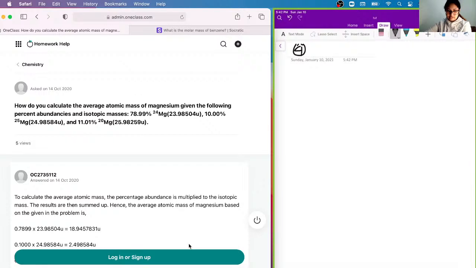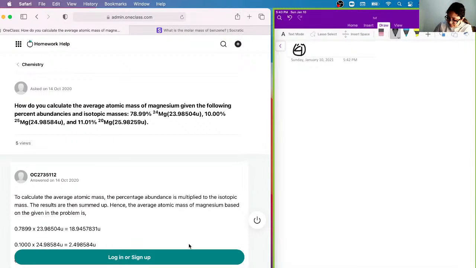Okay, so our question here says, how do you calculate the average atomic mass of magnesium given the following percent abundances and isotopic masses? So we're trying to find the average atomic mass of magnesium, and to calculate the average atomic mass, the percent abundance is multiplied by the isotopic mass. So what we're going to do is multiply the percentage with the atomic mass given for each of the isotopes that magnesium is found in.